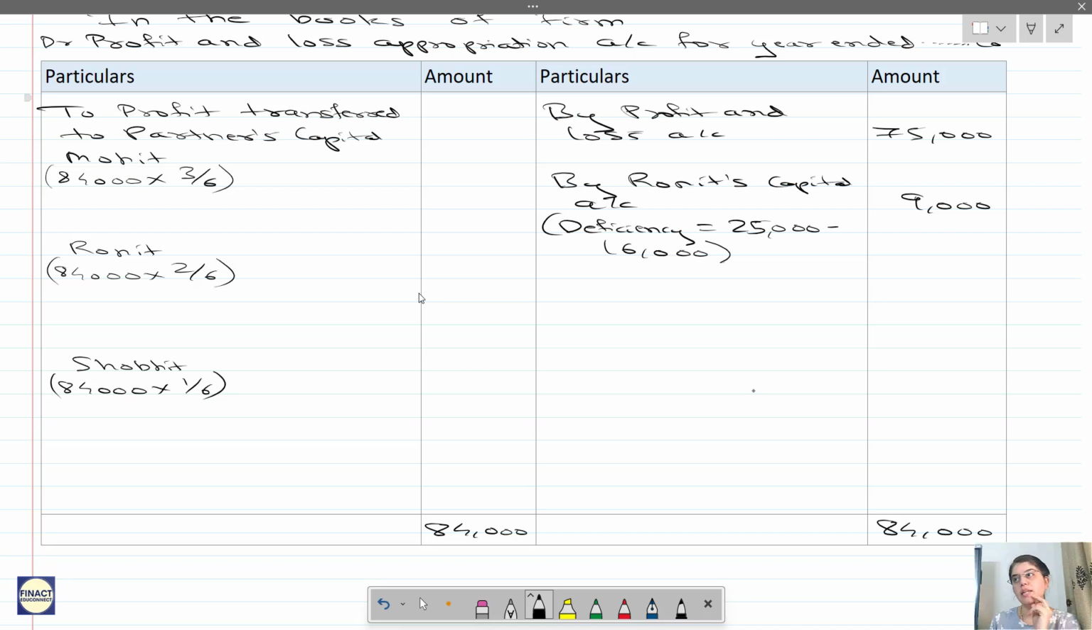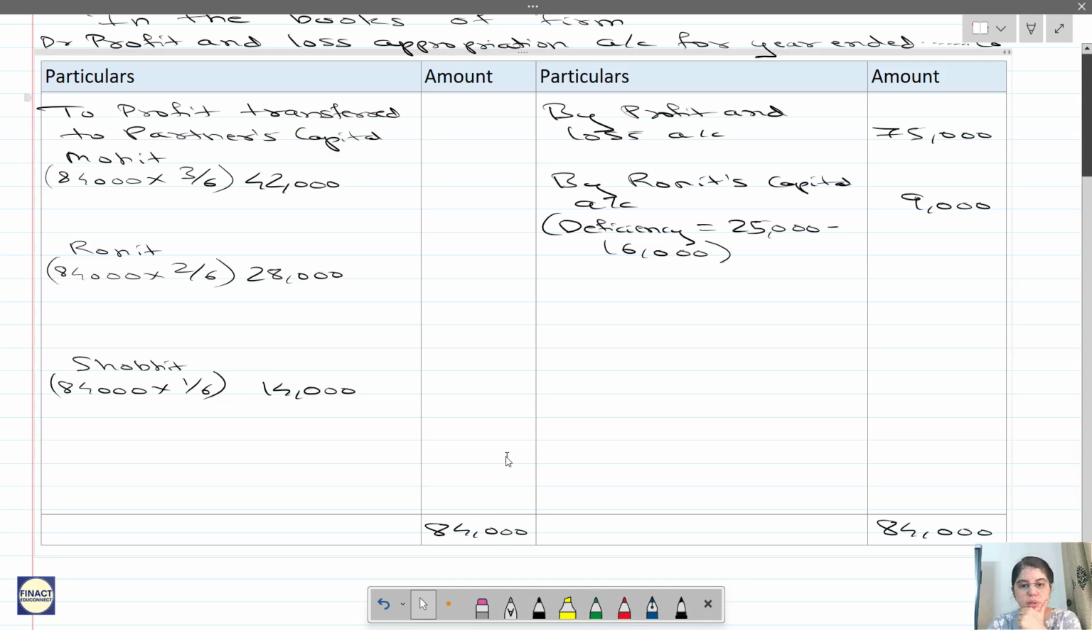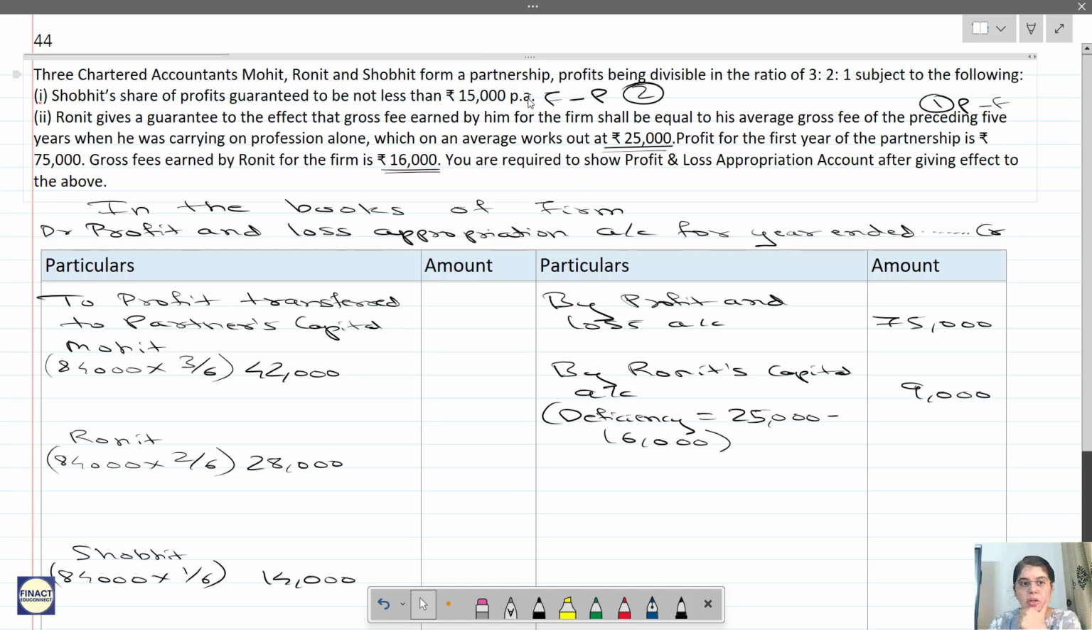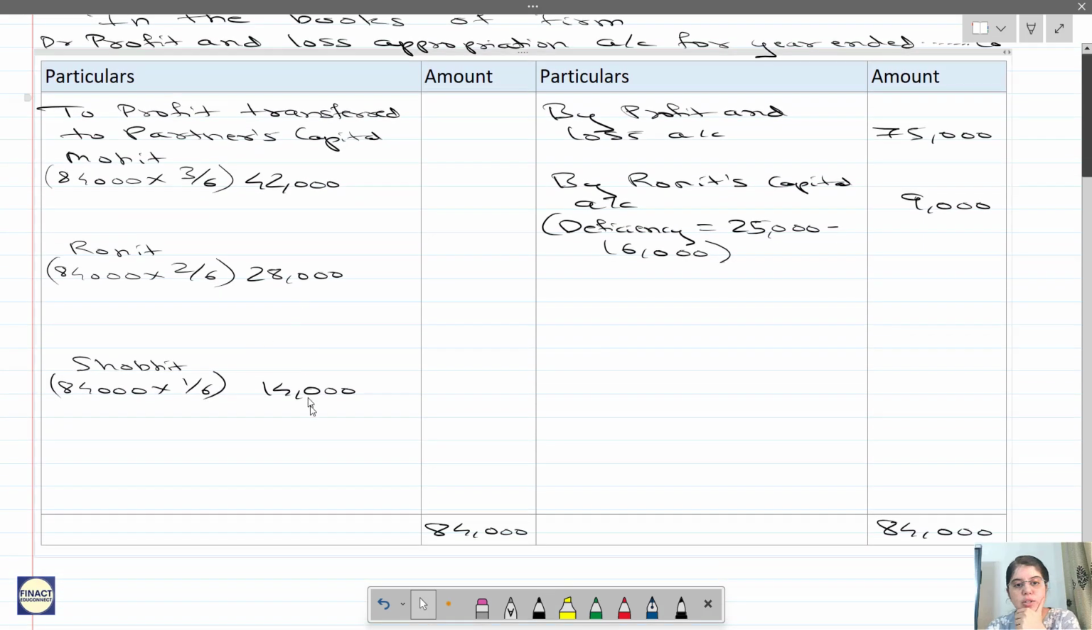So how much does that come to? Yes. So 84,000 into this is how much? 14,000. This is 28,000. Correct? Yes, and this is 42,000. Now see here. So let us go to this one now. Shobit's guaranteed share of profit is 15,000. Now actual share is 14,000. So there is a deficiency.